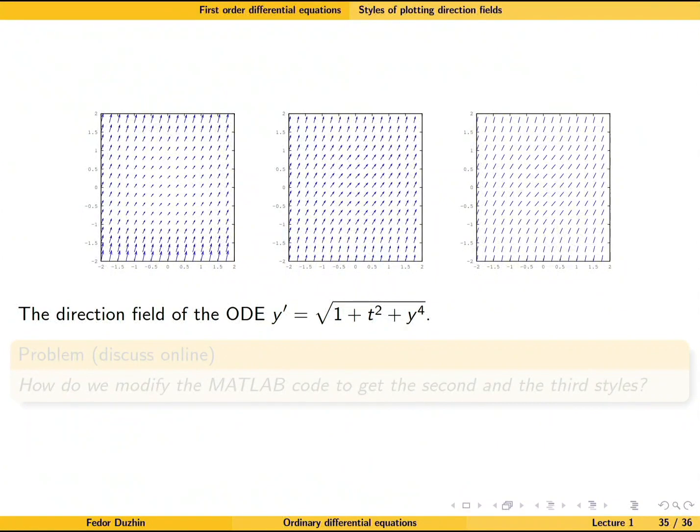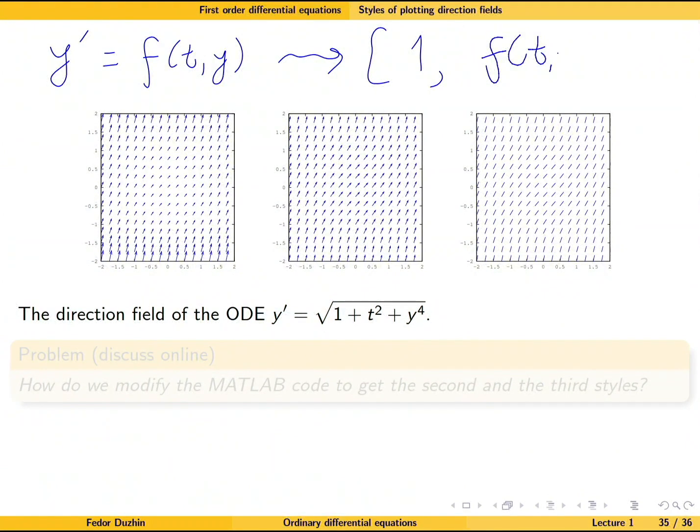Now, before we wrap up the whole lecture, let me pose a little challenge for you. Right, so one of the most important concepts that we've learned today is that of the direction field of an ordinary differential equation. Recall that the direction field of a differential equation y prime equals f of t, y is just the vector field whose first component is 1 and second component is f of t, y.